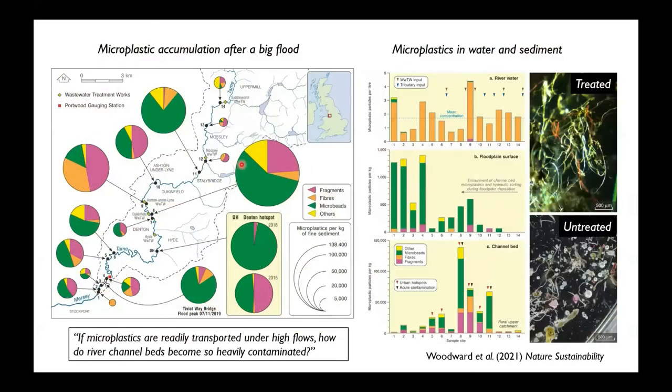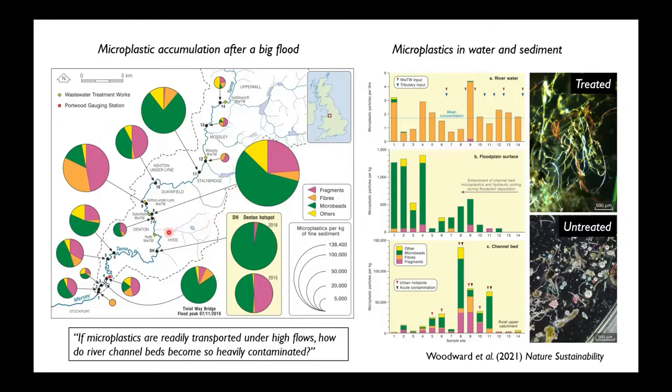Now, we designed an experiment in 2019 to try and work out where these microplastics are coming from and under what conditions river channel beds could become heavily contaminated. After a big flood in the summer of 2019, we sampled a river system, the River Tame, in quite a lot of detail. Basically, we found rural areas had low microplastic concentrations on the channel beds, but when you get into the urban environment, we found very high concentrations, lots of hotspots, downstream of wastewater treatment works and downstream of outfalls.